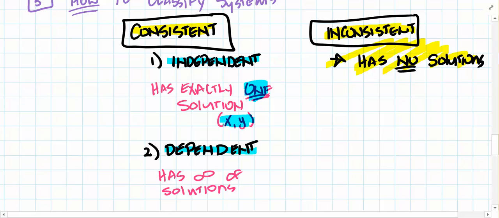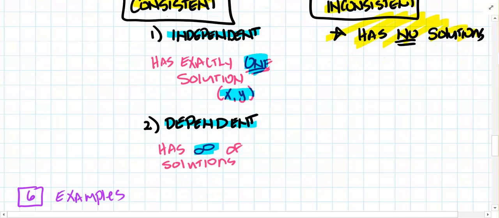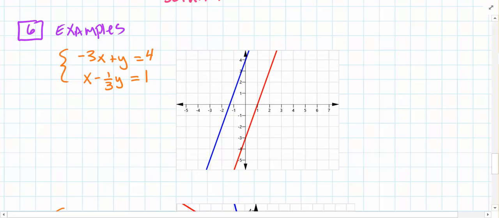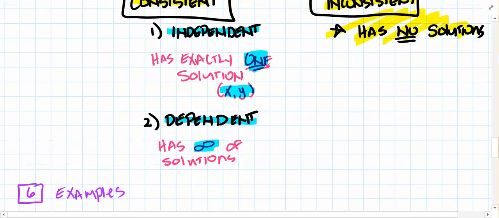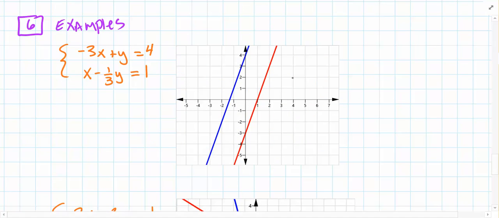All right, so let me give you an example of each one of these, okay? So let's say this one right here. I have negative 3x plus y equals 4. Look at this system here. These are parallel lines. There is no x value that would give us the same y value. There is no way these lines will ever cross. Therefore, this system, we could classify this as an inconsistent system. So this one is inconsistent.